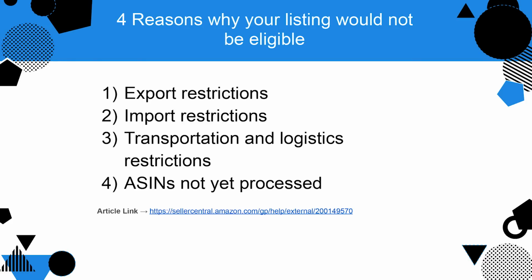So if you're selling a 60-inch flat TV screen, it may or may not be eligible because of the size, which means that Amazon would have to pay extra money in order to import or export that for you. And number 4, the ASIN not being yet processed. So usually this happens for ASINs that are brand new because Amazon will scan your catalog usually once a month to see whether or not it's eligible for exporting.